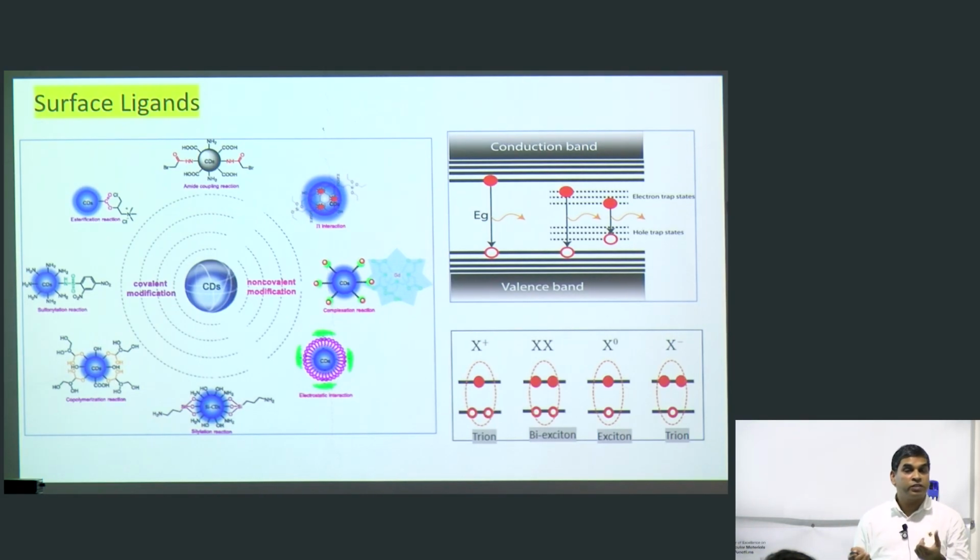And this trion could be positively charged as well as negatively charged. As you can see here, whenever you have two holes and one electron, we call that a positive trion. If you have one hole and two electrons, we have the negative trion.